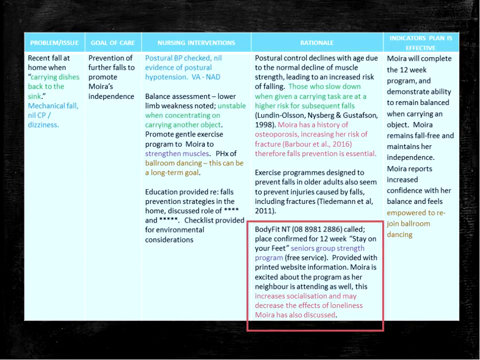Now down here in this red box is where I've included my reference information. It's fairly concise. There's not a lot of information that you need to put into it. This is just generic information that you can find via a quick Google search. And my goals at the end, essentially she's going to remain fall free, she's going to regain her independence, she's going to report increased confidence with her balance, and eventually she's going to feel confident enough to get back to ballroom dancing.